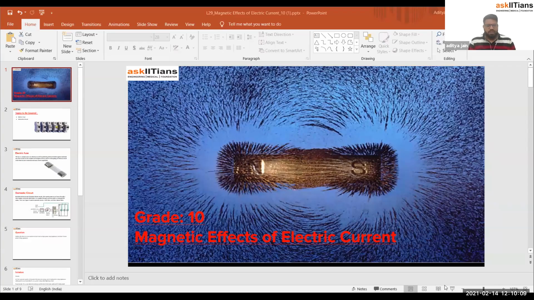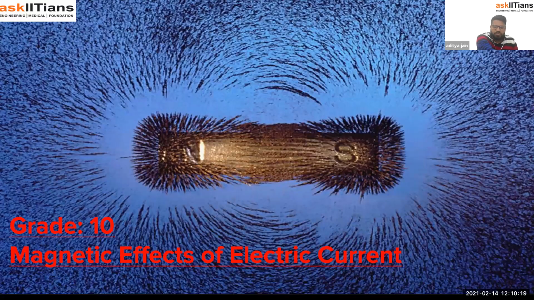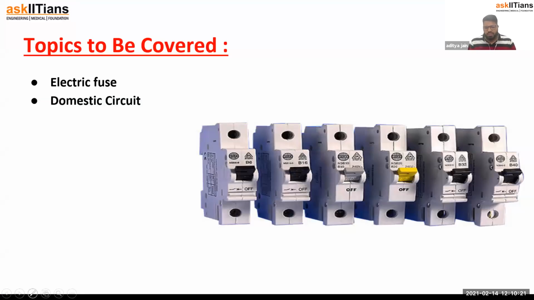So we are here with the last topic of your chapter, magnetic effects of current. We are basically going to see some practical applications, which is known as domestic circuits. Whichever electric supply is coming into your homes, whatever circuits are involved in that, we are going to see today. So we are basically going to study two topics in today's class. The first is fuse. The second one is domestic circuit.